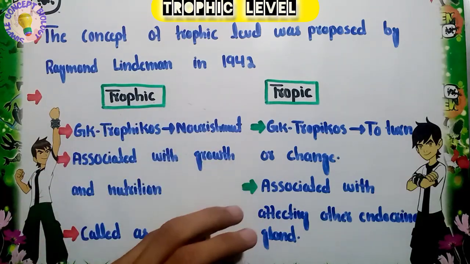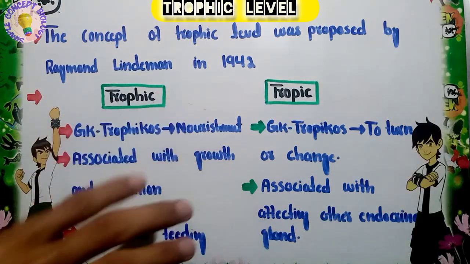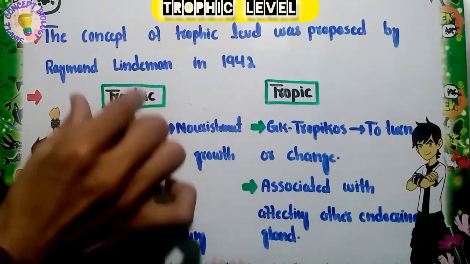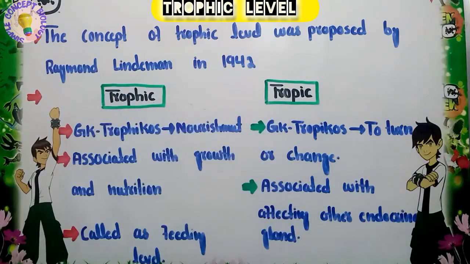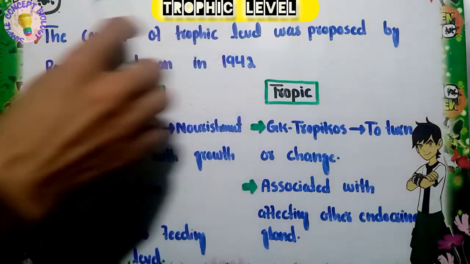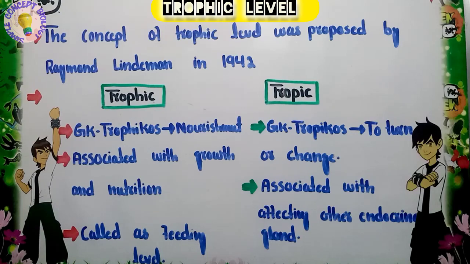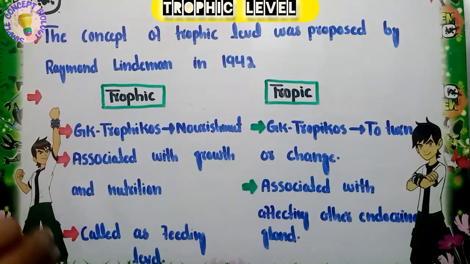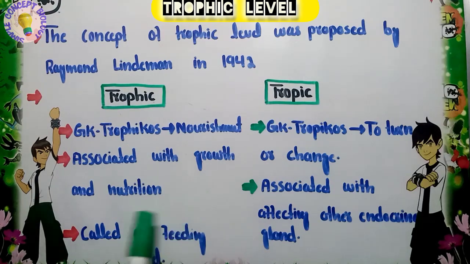Now how does this hormone control or affect the other endocrine glands? So this is about trophic and tropic. This is the main difference between these related terms. Now this trophic level is also called the feeding level. Mainly, trophic means nourishment or feeding. So on the basis of this origin, we also call the trophic level the feeding level.